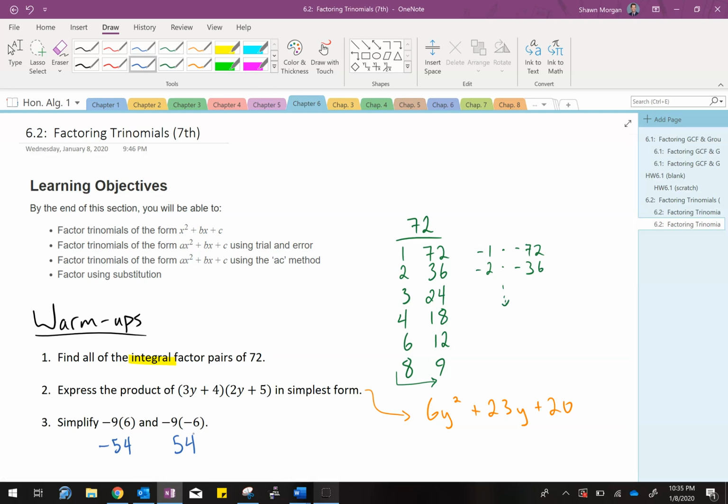Now, with our warm-ups out of the way, I'm going to focus in this screencast on learning to factor trinomials that are of the form 1x squared plus bx plus c. A more generalized form for this would be ax squared plus bx plus c, where a, b, and c are all numbers. A in these examples is always going to equal 1. This is the easiest type of trinomial to factor. There are some more challenging ones that we'll talk about in a later screencast.